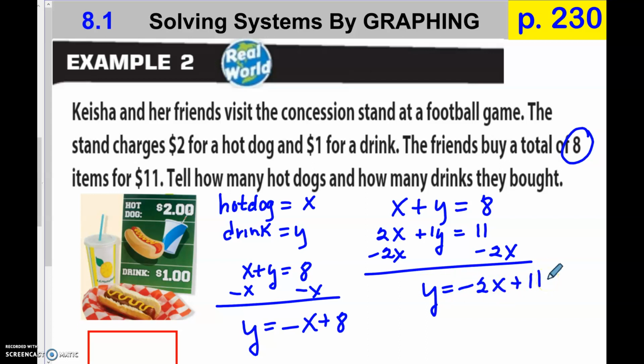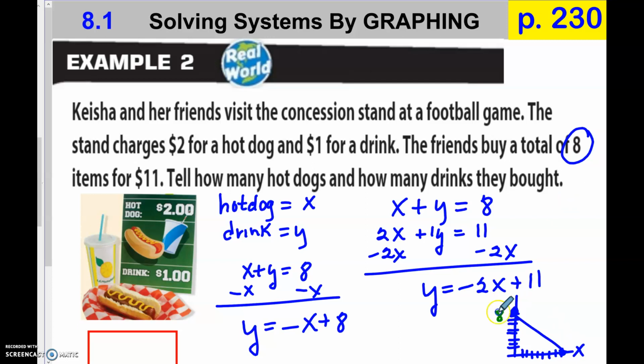Now, very quickly, I'm just going to show you what this graph is going to look like. Okay, so hot dogs, this is x. And so we're going to go up 8. 1, 2, 3, 4, 5, 6, 7, 8. Here's my y-intercept. And my slope's going to be down 1 over 1. So it's going to go from 8 to 8. That's the first equation.